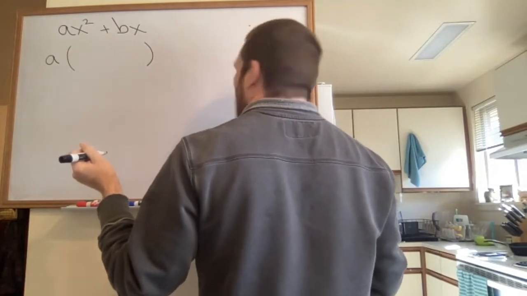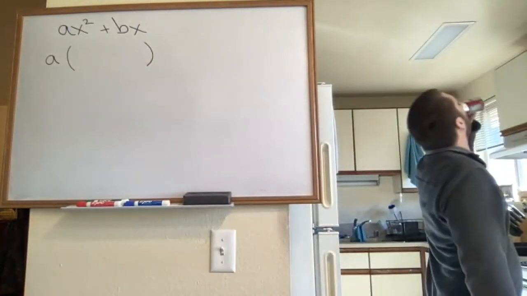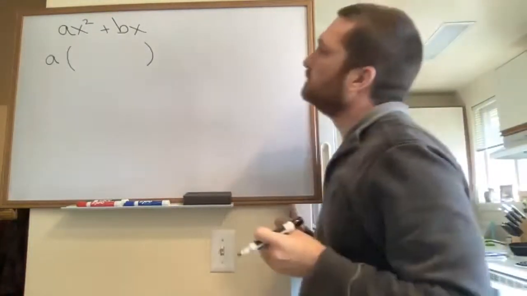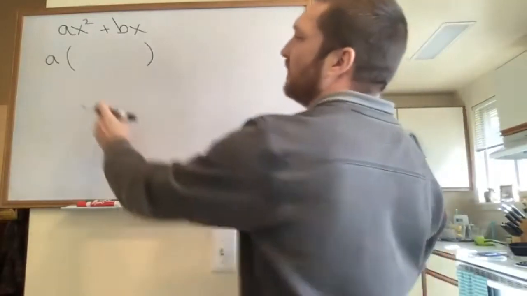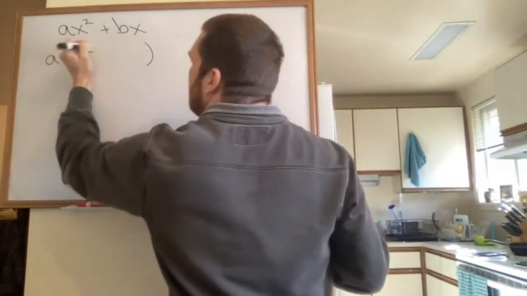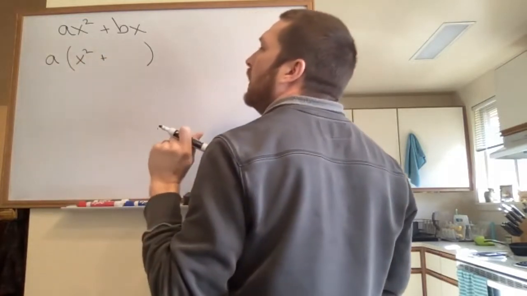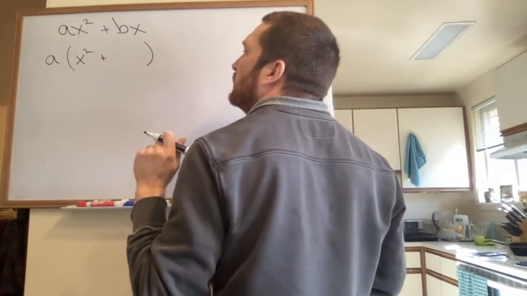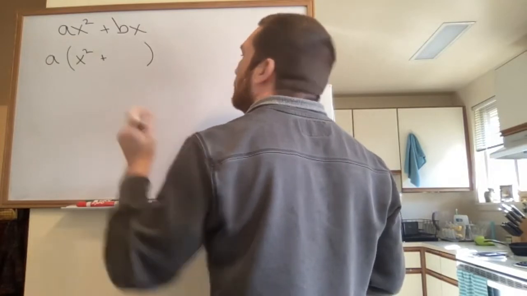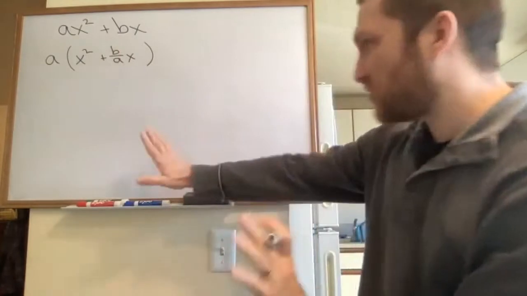Hold on. A squared x equals x squared plus b over, or hold on, wait. That first term. Oh, x squared, yep, plus b over a x. Yep. Now that was faith. Now let's check it and make sure that we're good.